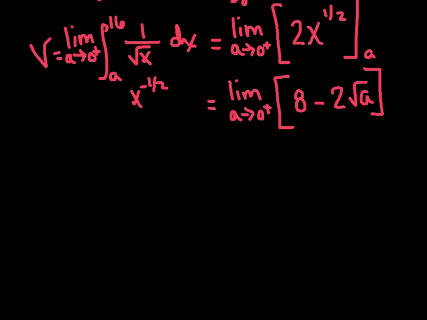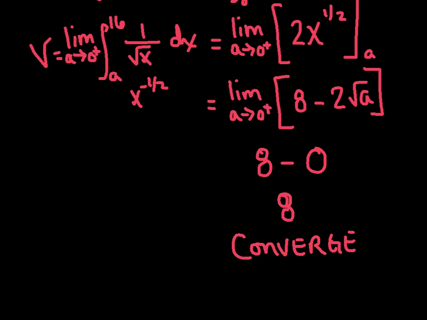What's happening to that second term? Let's see. I'm getting 8 minus... Now, as a approaches 0, the value of radical a is also approaching 0. And so we end up with an 8. We've got a finite number. Not only does it converge, but it converges to a volume of 8.